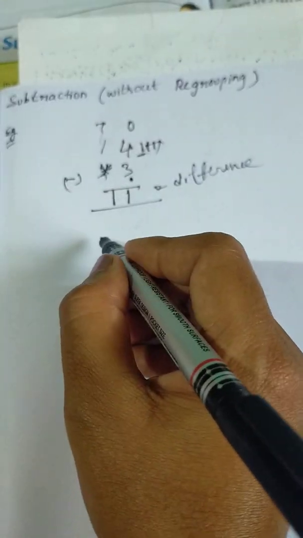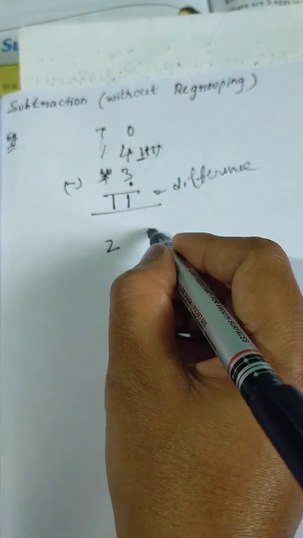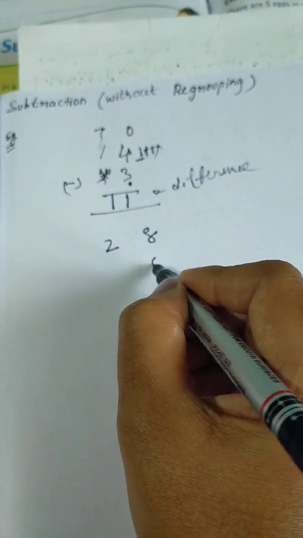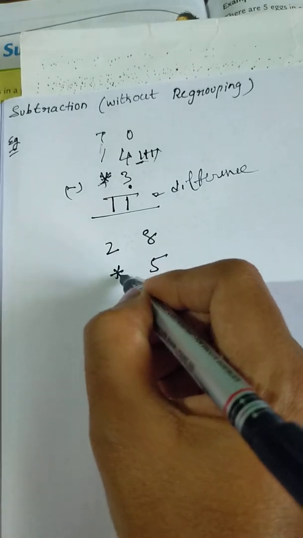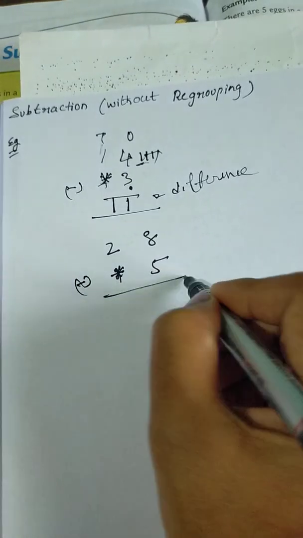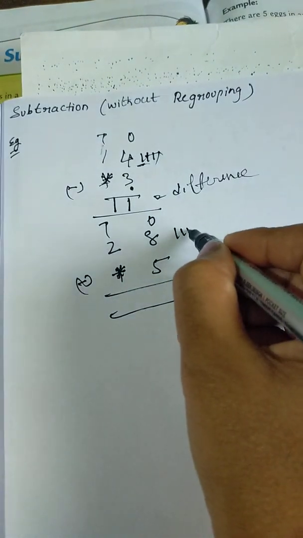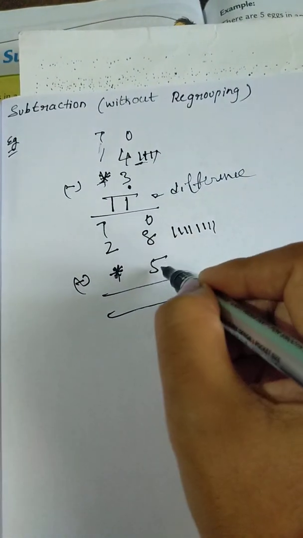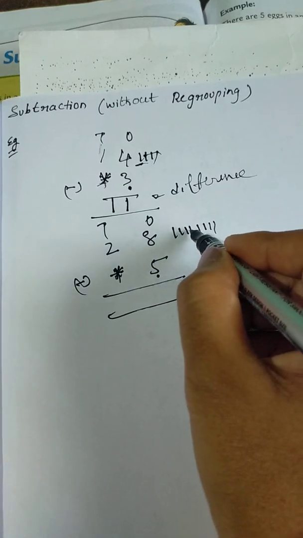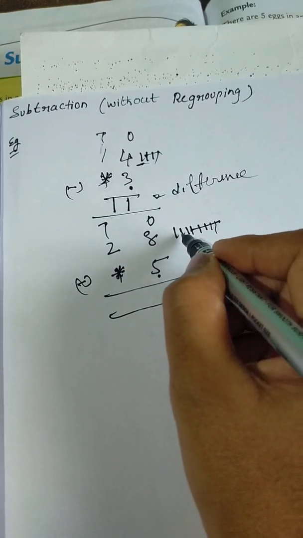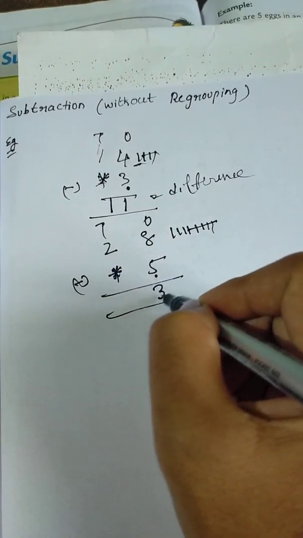I will give you another example also. Take 28 minus 5. There is no number, so draw the star. First write the place values, ones and tens. Draw the 8 lines here. What is the number? 5. So subtract the 5 lines. Remaining how many lines are there? 1, 2, 3. Write the 3 in the ones place.